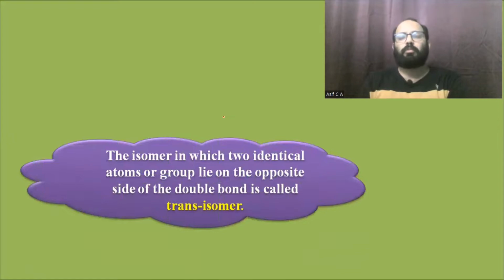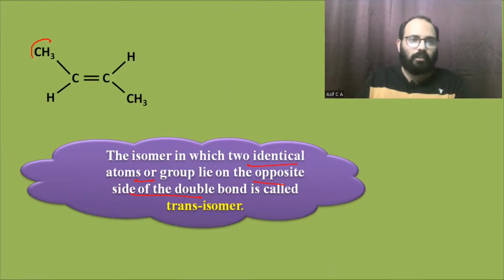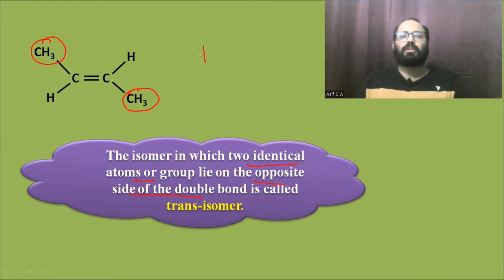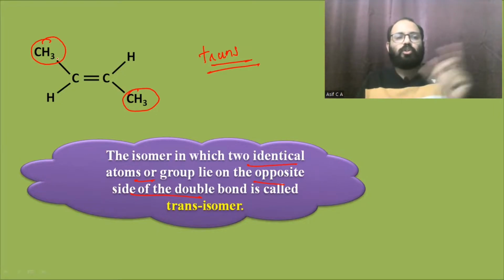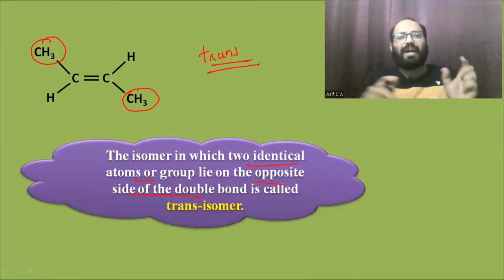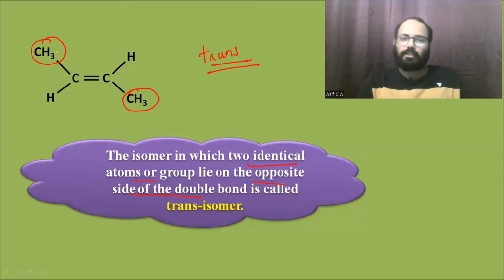Then how would the trans isomer look? The two identical atoms should be there, but on the opposite sides of the double bond. So cis has them on the same side of the double bond. In trans, if one methyl group is on this side, the other methyl group must be on the opposite side. If it is like this, we'll call it trans. Simple as that. In trans, the two identical groups are on opposite sides; if the two identical groups are on the same side, it is cis. This is what we call cis-trans isomers.